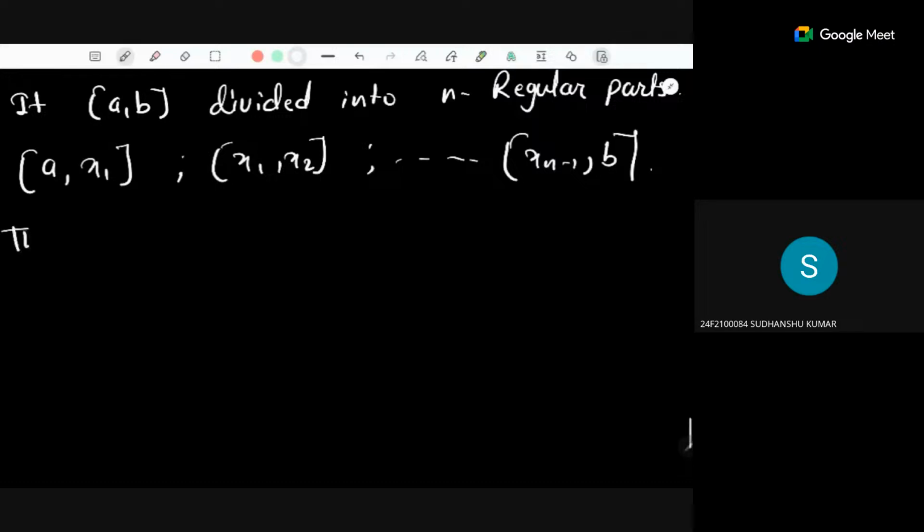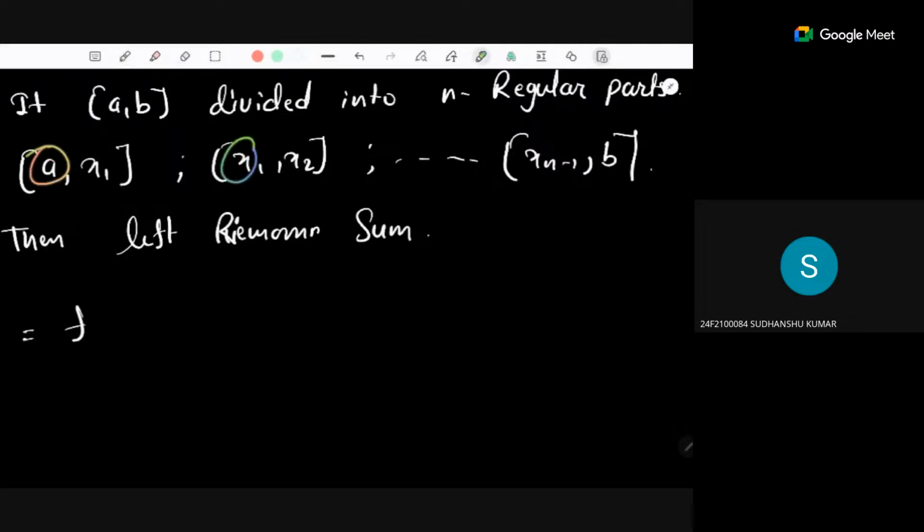Okay, so then the left Riemann sum is nothing but the value of the function at the left endpoint of each subinterval, right? So here, what is the left endpoint? This a is the left endpoint, x1 is the left endpoint, and xn minus 1 is the left endpoint. So we'll take the value of the function at the left endpoint of each subinterval, multiply by the length of each subinterval, and then sum it. That will be your left Riemann sum.